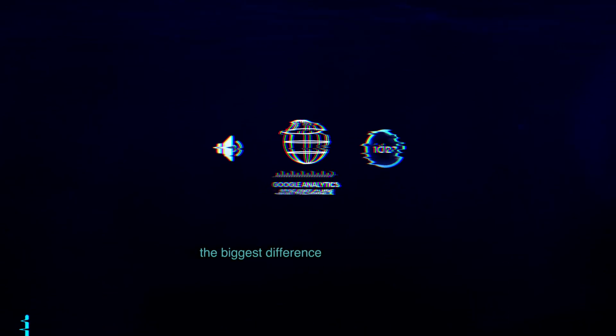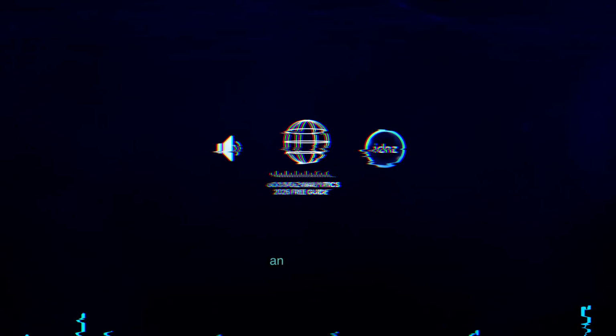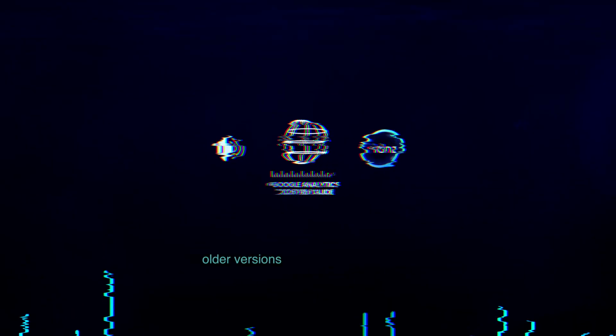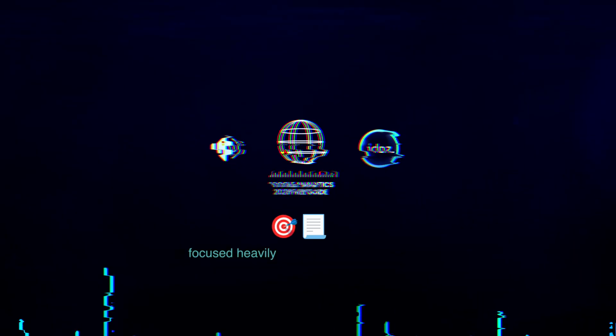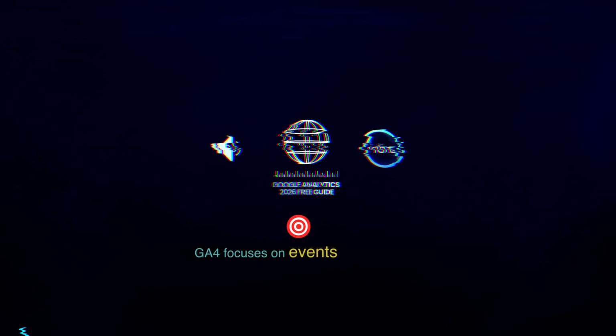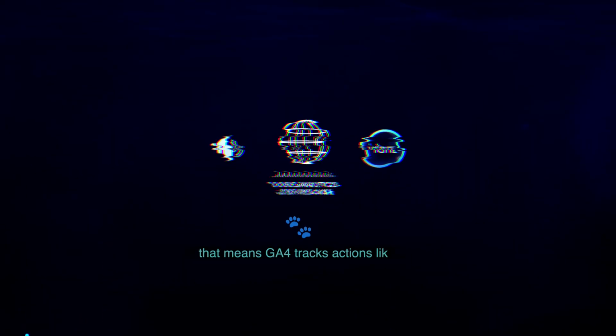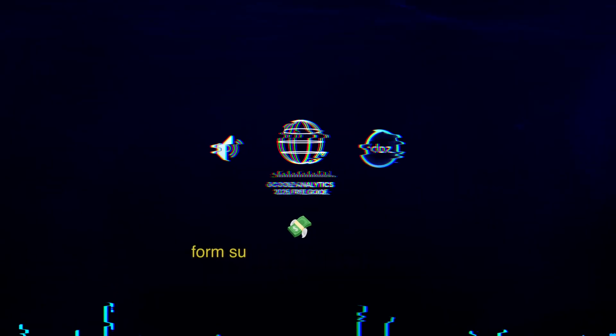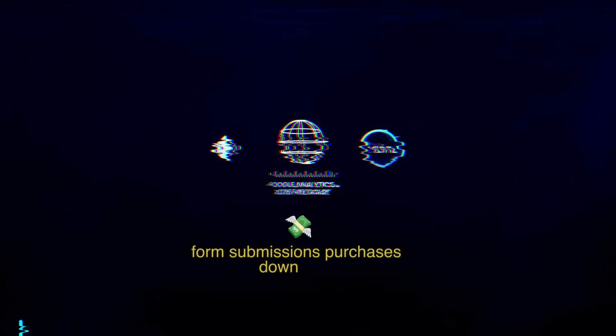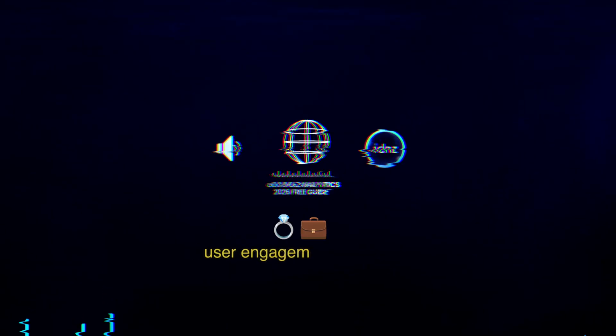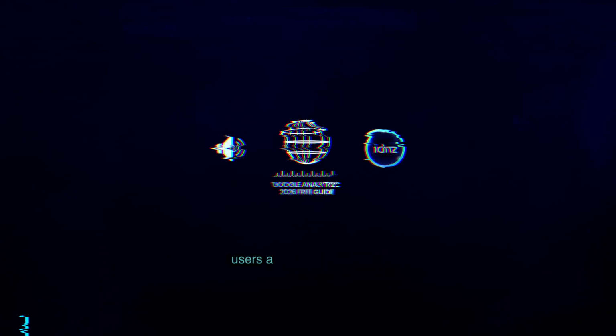The biggest difference between old Google Analytics and GA4. Older versions of Google Analytics focused heavily on page views and sessions. GA4 focuses on events and user behavior. That means GA4 tracks actions like button clicks, video plays, scroll depth, form submissions, purchases, downloads, user engagement. This gives businesses a much deeper understanding of what users are actually doing.